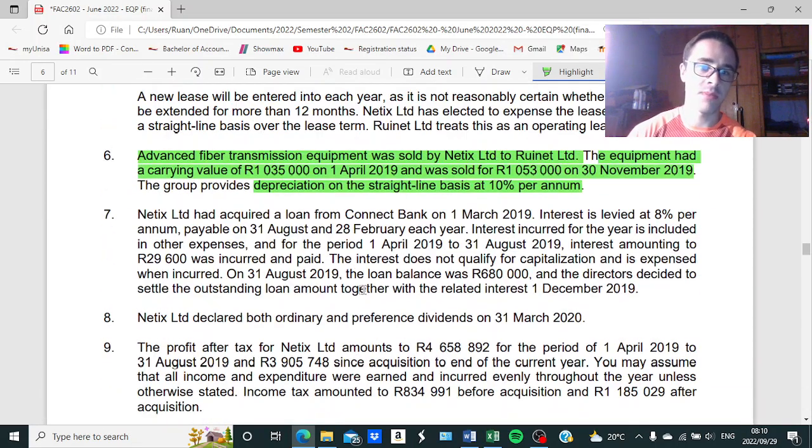Now, just to recap point 6. Remember that point 6 was about an intergroup sale of equipment from the subsidiary to the parent. They have given us the carrying value of the equipment at the beginning of the year, which is the 1st of April 2019, and the equipment was sold intragroup for 1.053 million on the 30th of November 2019, and the group provides for depreciation on a straight line basis at 10% per annum.